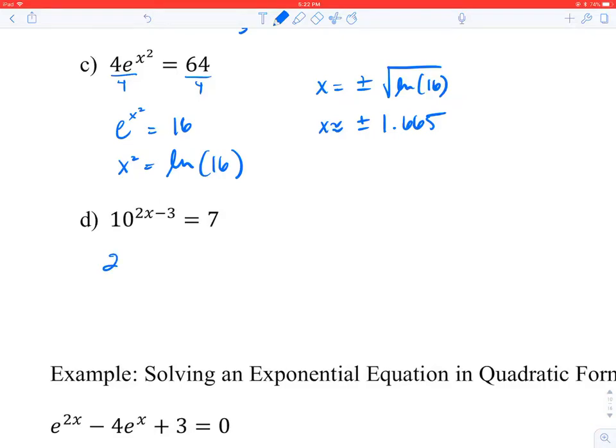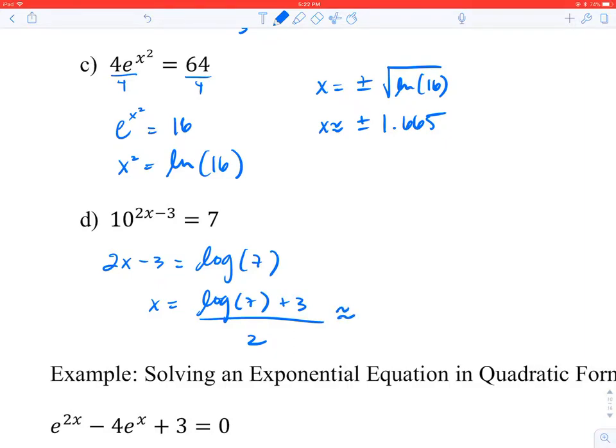Okay, we have a base of 10, so we can take the log base 10 of each side of the equation and isolate x. Okay, that's our exact value. Then we can type it into the calculator to get the approximation.